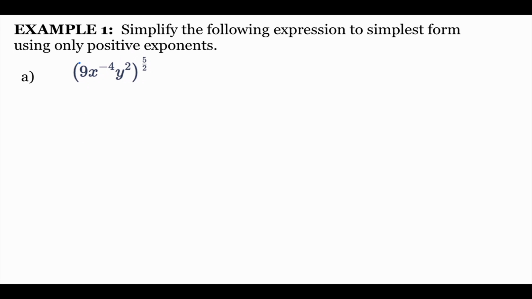Everything on the inside of the parentheses is going to get a 5/2 power. So what is on the inside? Well, we have 9, x to the negative 4, and y squared. We have 3 things. Each of those is going to get a power. So it's going to be 9 to the 5/2 power, x to the negative 4 to the 5/2 power, y squared to the 5/2 power.